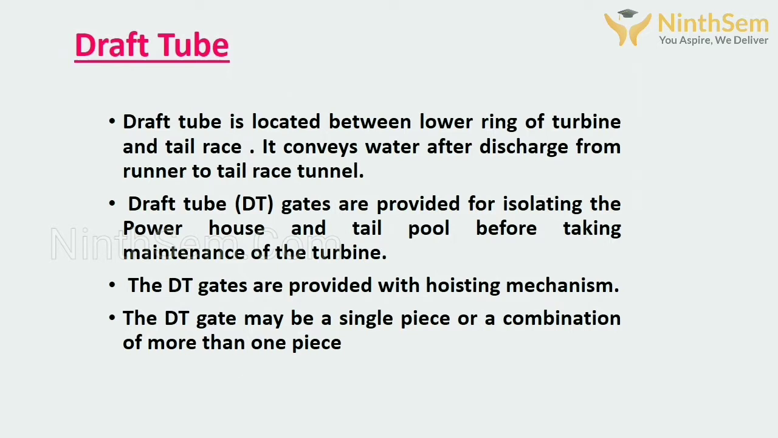Draft tube. The draft tube is located between the lower ring of the turbine and the tail race. It conveys water after discharge from the runner to the tail race tunnels. Draft tube gates are provided for isolating the powerhouse and the tail pool before taking up maintenance of the turbine. The DT gates are provided with a hoisting mechanism. The DT gate may be a single piece or a combination of one or more pieces.